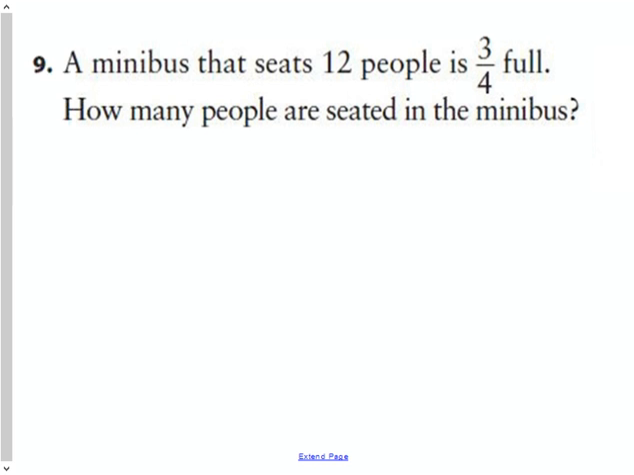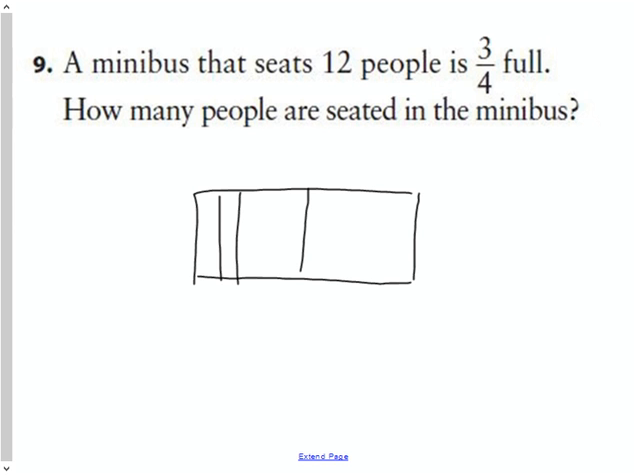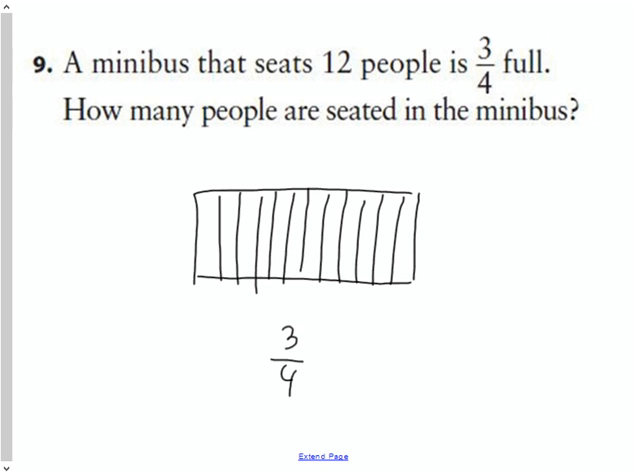Question 9 says a minibus that seats 12 people is 3/4 full. How many people are seated in the minibus? So if this is our minibus and there are 12 seats, I'm going to divide it into 12 parts. So there's 1, 2, 3, 4, 5, 1, 2, 3, 4, 5. There are 12 seats. If it's 3/4 full, what is 3/4 of 12 seats? That's really your mathematical sentence. And 3/4 of 12, of course, translates into 3/4 times 12.